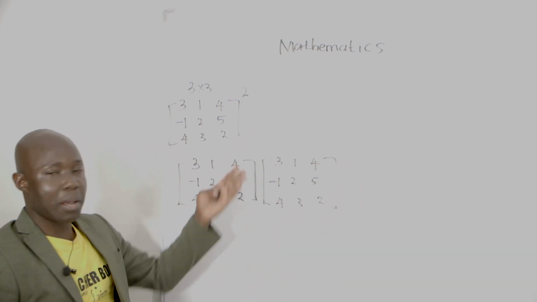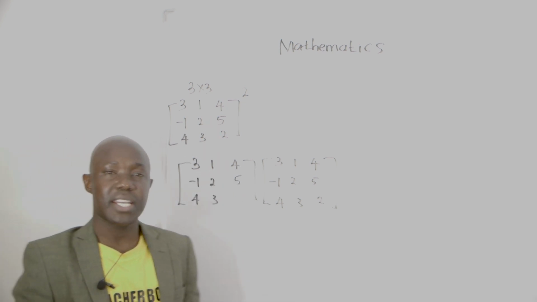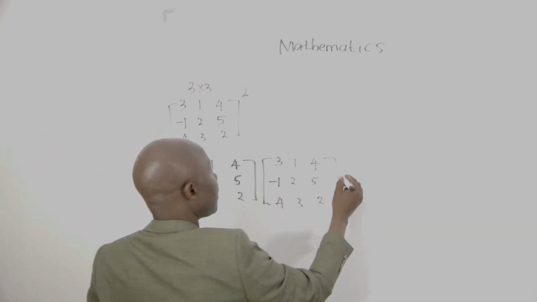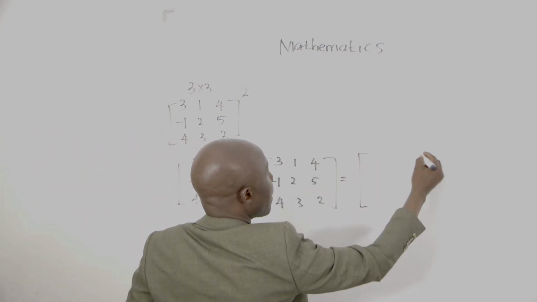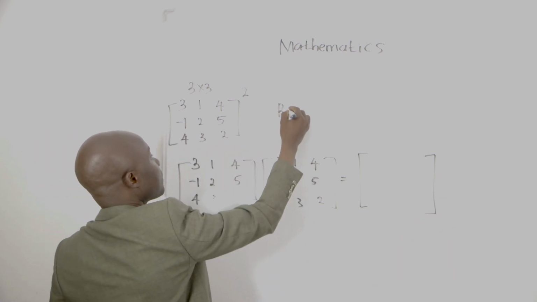Now remember, squaring a matrix is just like squaring any ordinary algebra. You take a matrix times itself. Now how do we go about this? When you want to multiply that, remember the rule does not change. We talked about the RC.